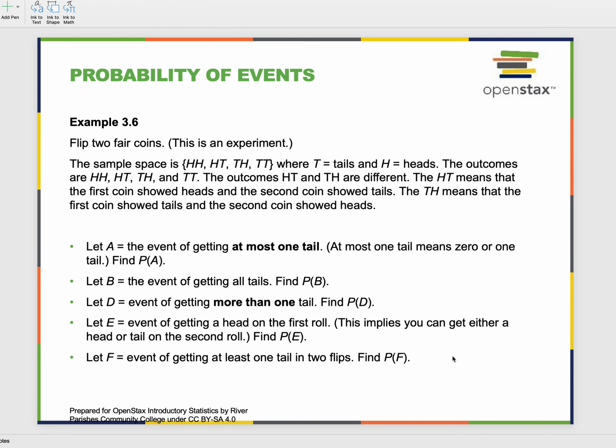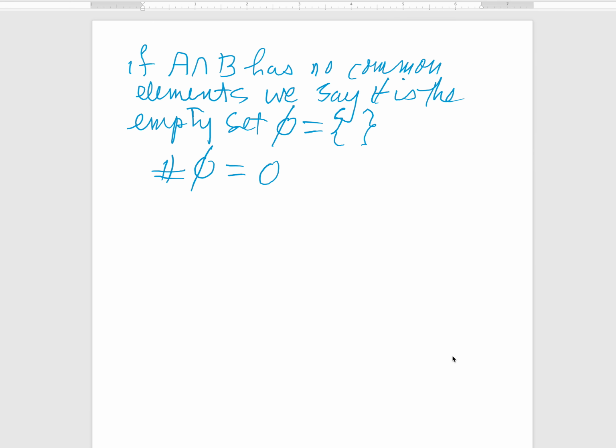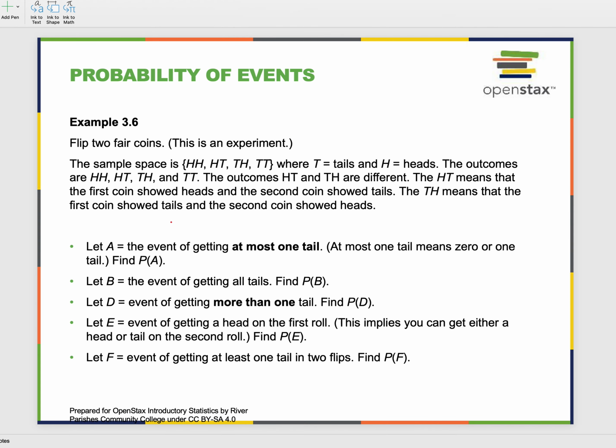Let A be the event of getting at most 1 tail. So at most 1 tail means 0 or 1 tail. Find the probability of A. Well, how do you do that? Let's go back over here and draw a line, and we'll go back and forth.